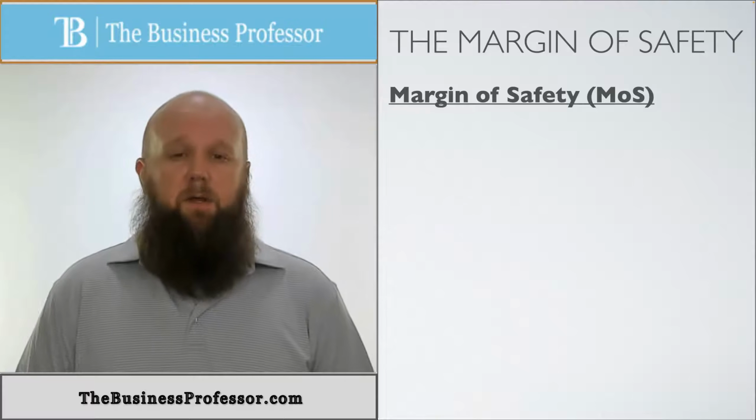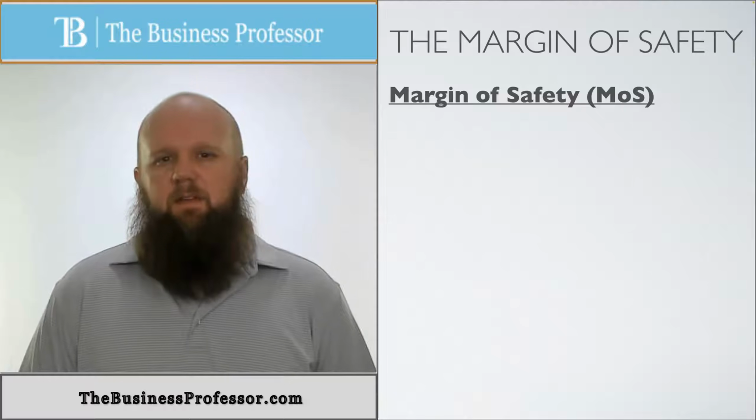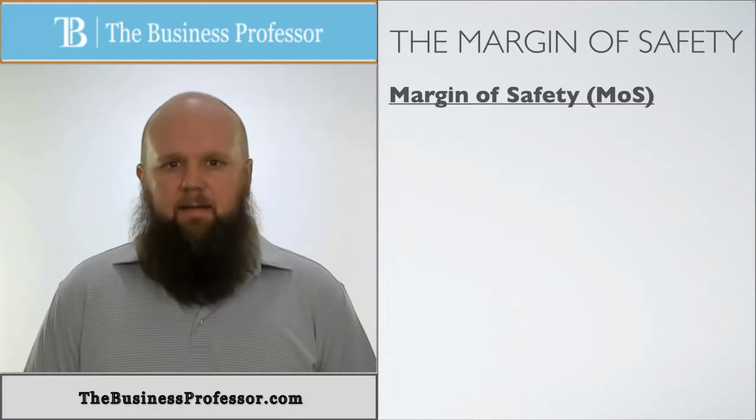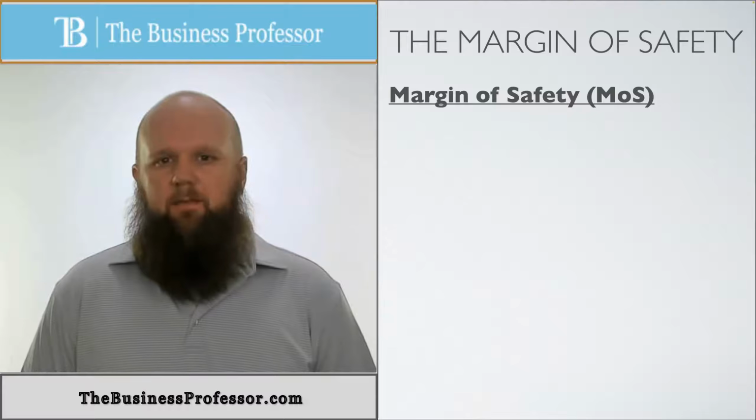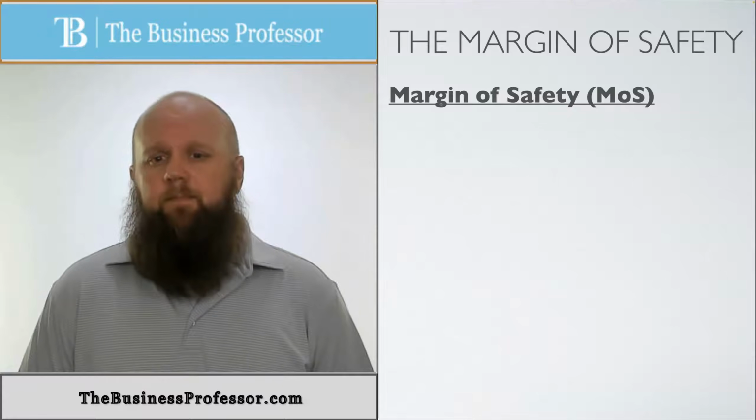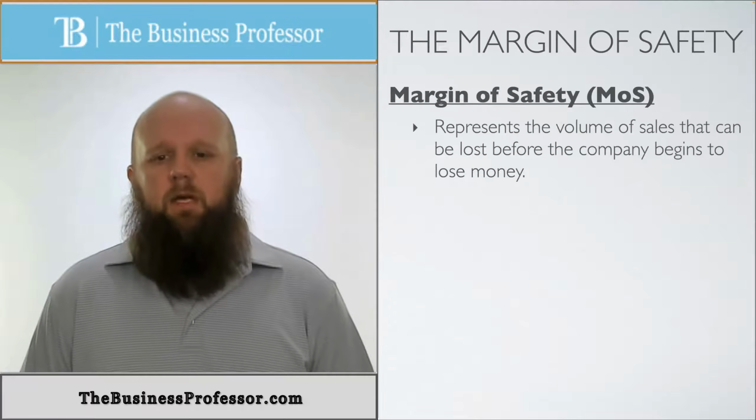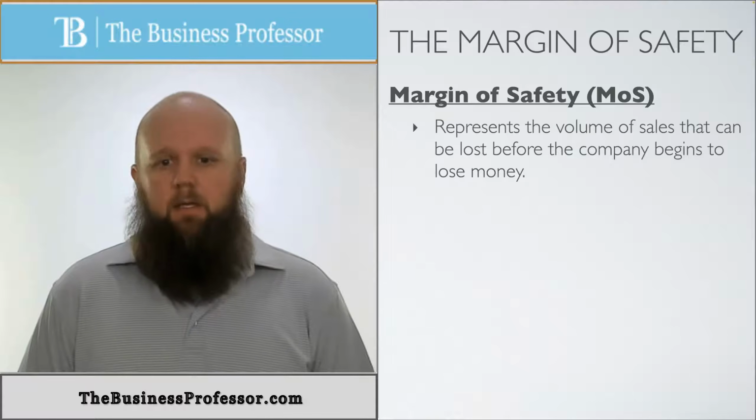The margin of safety is another CVP analysis that's very critical for businesses. Margin of safety, if you think about it, is kind of like a safety net. It tells you how much you can be wrong by and still become profitable, at least break even. So this represents the volume of sales that can be lost before the company begins to lose money.